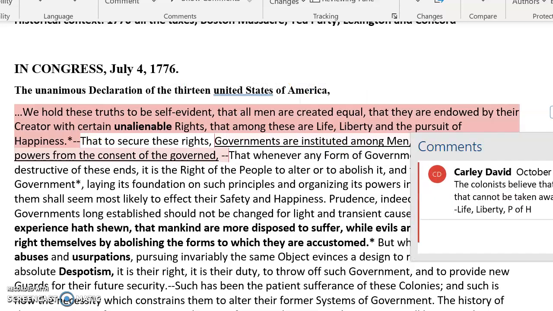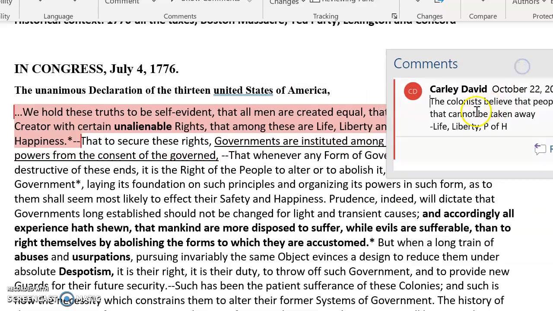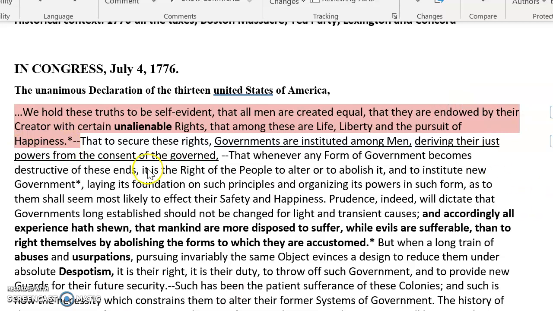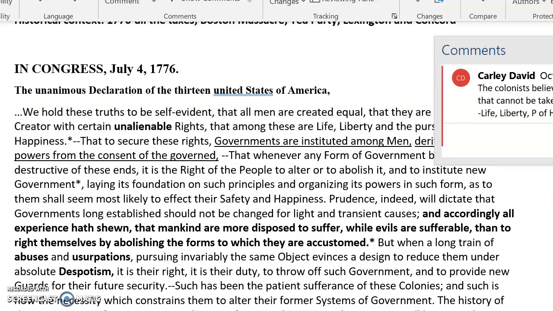So I wrote this comment right here, actually. I said, the colonists believe that people have certain rights that cannot be taken away. Life, liberty, and the pursuit of happiness. So that's what the colonists are saying right there. So I encourage you to pause me and maybe write that one down, and we'll move along after this. Okay, so sorry, I moved me out of the way here.